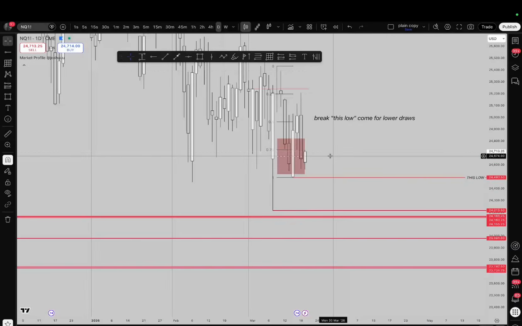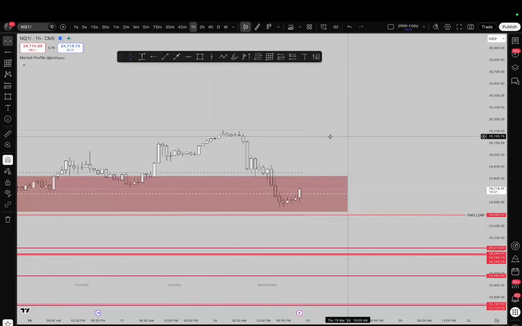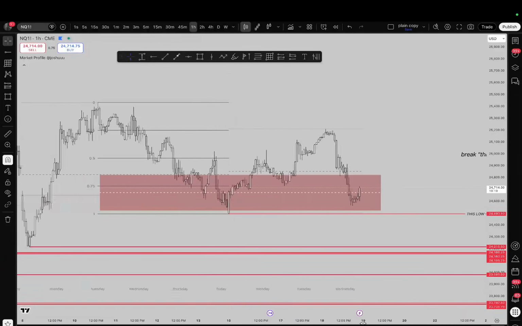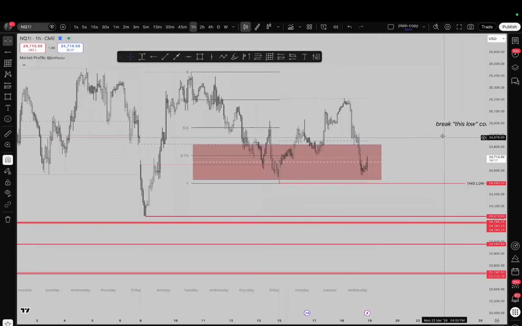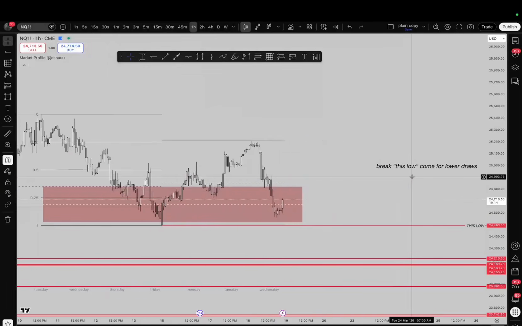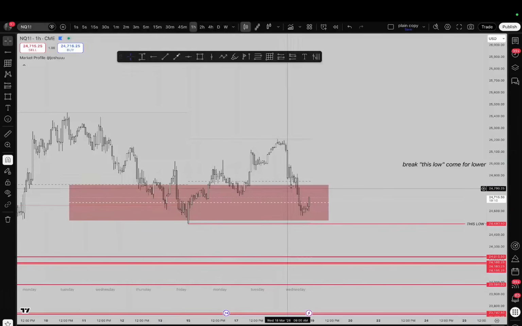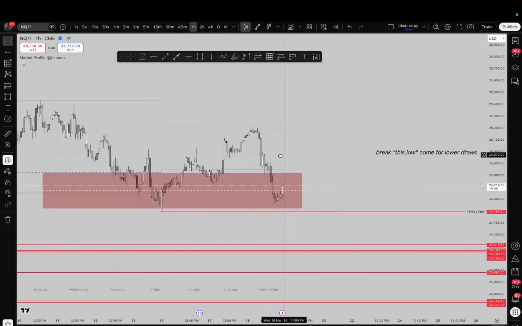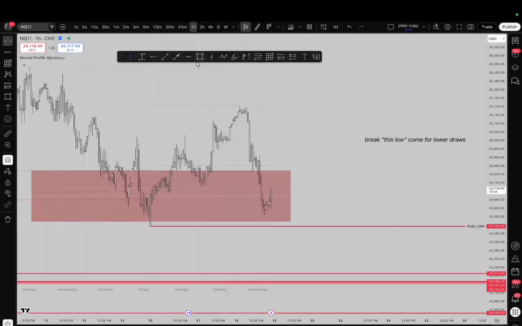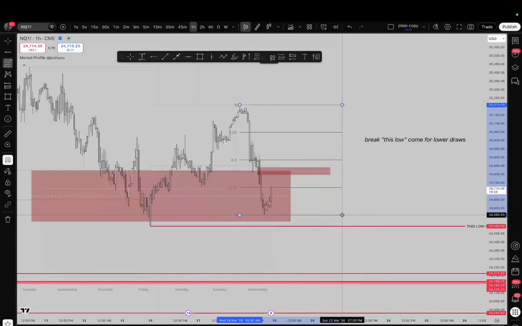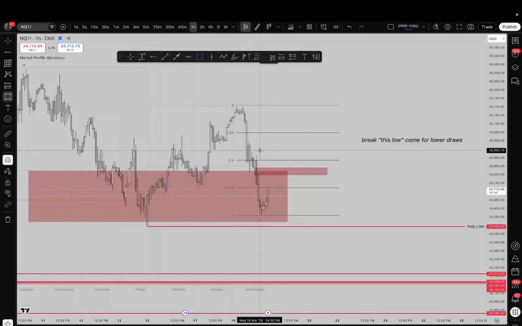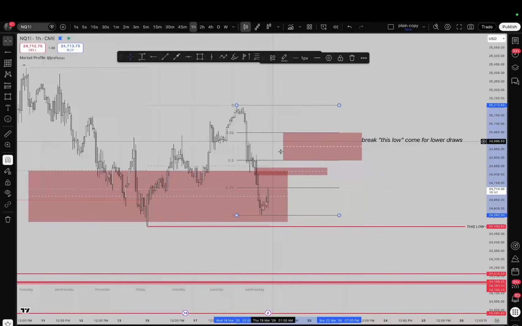Okay, I'd say that these are our main draws here. So if we break this low here overnight, I think we might come for these draws. However, I think if we break this box here, right here, so I'm looking at really particularly two ranges.